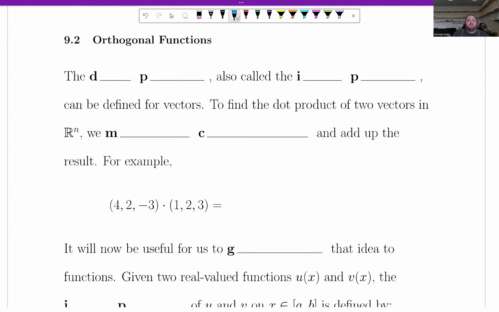Okay, let's introduce another topic that will come in handy. Okay, orthogonal functions. Okay, so the dot product, also called the inner product, can be defined for vectors. To find the dot product of two vectors in Rn, we multiply component-wise and add up the result.